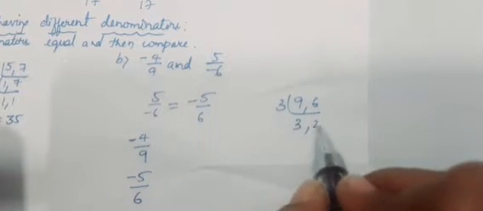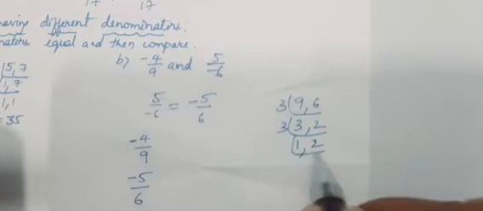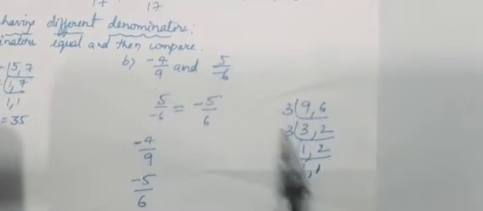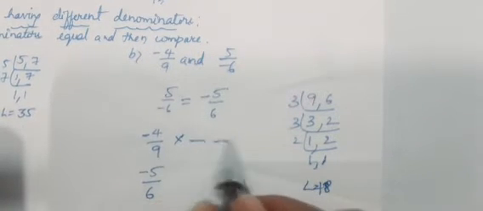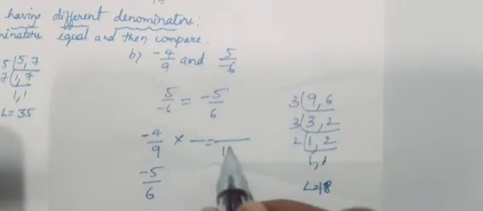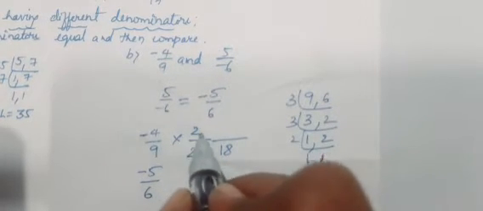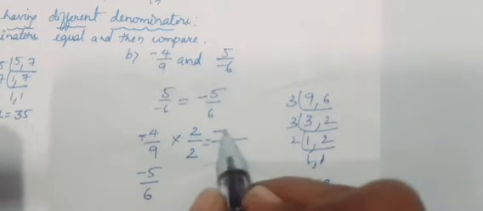With the 3 table: 3 ones are 3, 3 twos are 6, 3 threes are 9, 3 fours are 12... Using 3 and 2, 3 threes are 9, 9 twos are 18. LCM is 18, children. Now with what number do you multiply the denominator to get 18? 9 twos are 18. Multiply the same number in the numerator. Minus into plus is minus. 4 twos are 8.